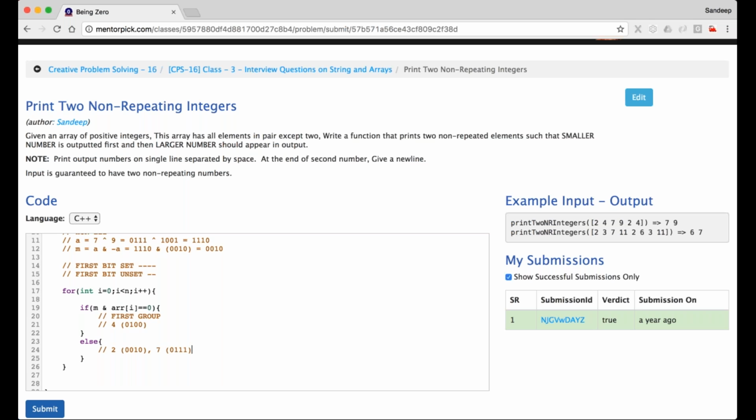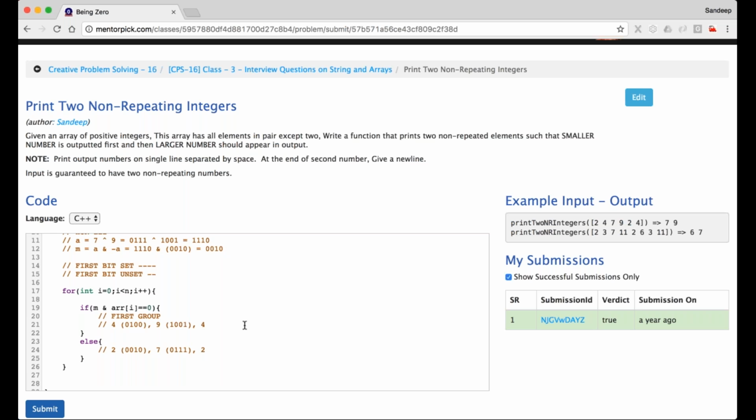Then we apply that to 9. 9, if we do ampersand with this mask, it will become 0. So 9 lands up in the first group, because 9's value was 10001. That is 9. Same we apply to 2. 2 will land up again in the second group. 4 will land again in the first group.